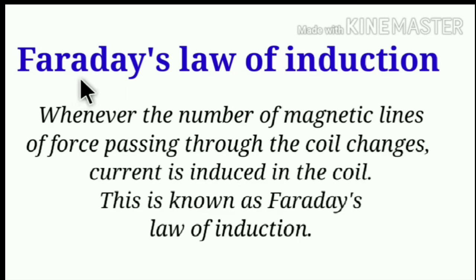From all these experiments, we understood Faraday's law of induction. So, see the law: whenever the number of magnetic lines of force passing through the coil changes, current is induced in the coil. This is known as Faraday's law of induction. The current produced in the coil is called induced current.